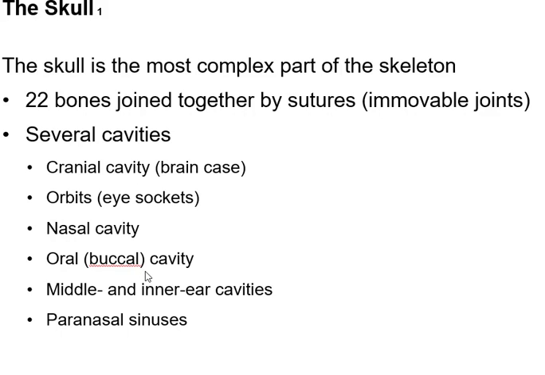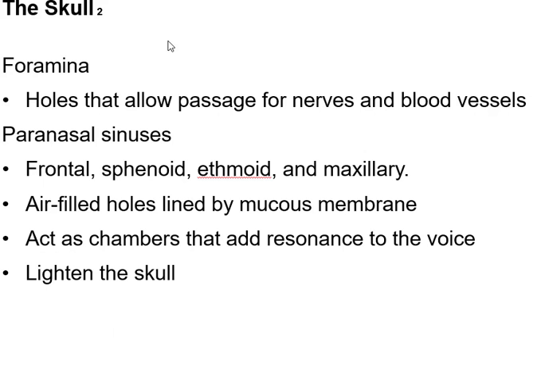And then, of course, your mouth is a cavity. Your ears are cavities. And your sinuses are cavities. You learn that the largest hole in the skull is the one that allows the spinal cord to come down and go into the vertebral column. If you have several holes, we call it foramina. So a foramen is one hole, foramina is a set of holes.